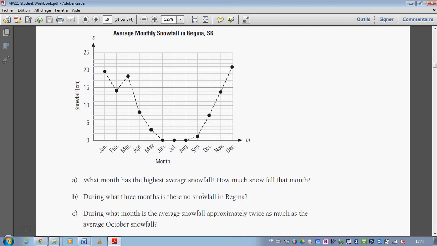During what 3 months is there no snowfall in Regina? Well, you're looking for the 3 months where you've got 0 centimeters of snow, and that's June, July, and August.